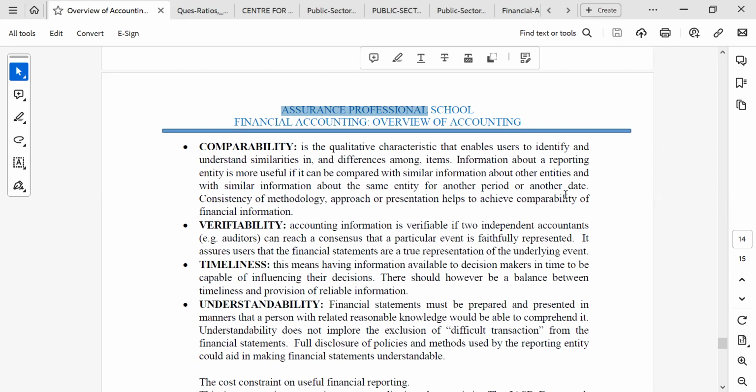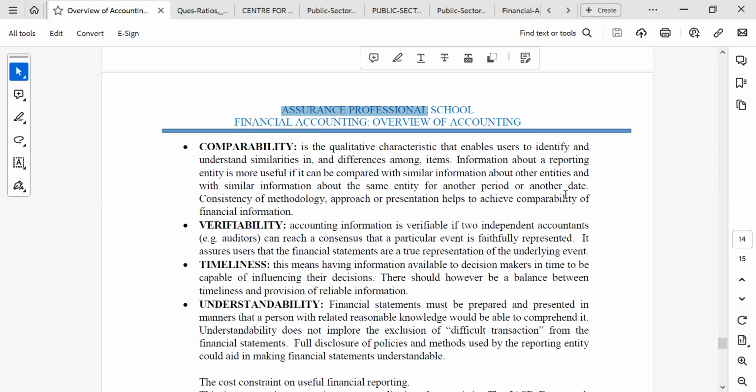Footnotes to whatever is in the financial statement are also important. Whatever method you use to get the figures must be disclosed, and how you arrive at the figures must also be disclosed. So you have to give disclosures, you have to attach footnotes, and the financial statement should be prepared in the language that everyone understands.